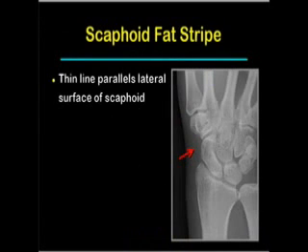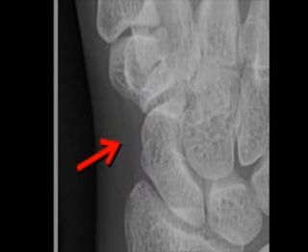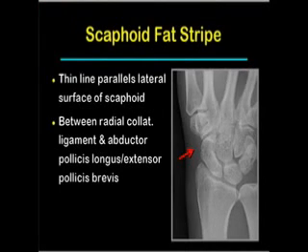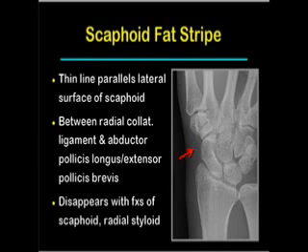The scaphoid fat stripe is a thin, lucent line that parallels the lateral surface of the scaphoid, shown here by the red arrow. It is a lucency that occurs between the radiocollateral ligament and the abductor pollicis longus and extensor pollicis brevis tendons. It may disappear with fractures of the scaphoid or with fractures of the radial styloid. However, it may also disappear normally due to positioning of the wrists, so it is a much less reliable fat plane indicating the presence of trauma.